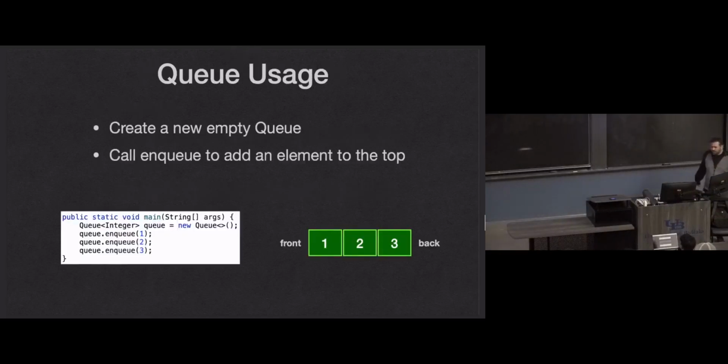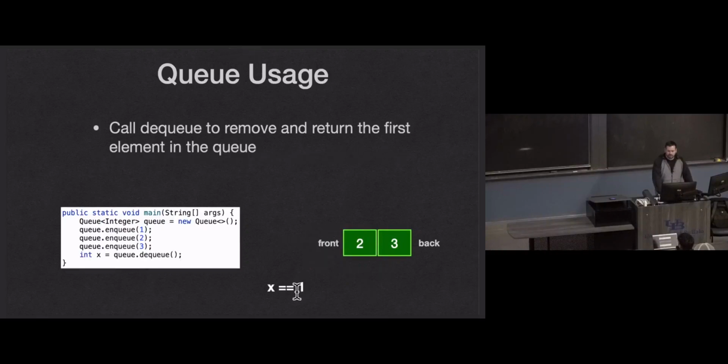Let's see this in action. We're going to create a new queue. We're going to enqueue three values, 1, 2, 3. And unlike the stack, we're going to get the reverse order. In this case, they're going to be in order, where 3 was the top of the stack, 1 is going to be the front of the queue. So 1 enqueued, 2 enqueued, 3 enqueued. And when we dequeue, we're going to dequeue from the front. X is going to store the value 1, and we remove that node containing the value 1 from the queue.